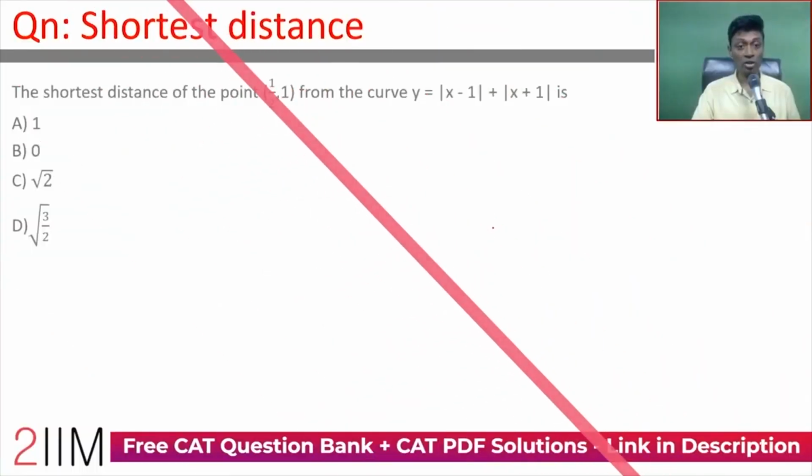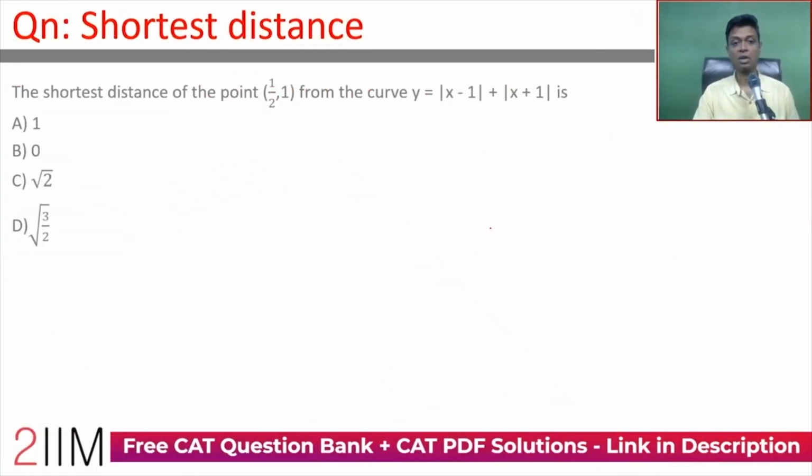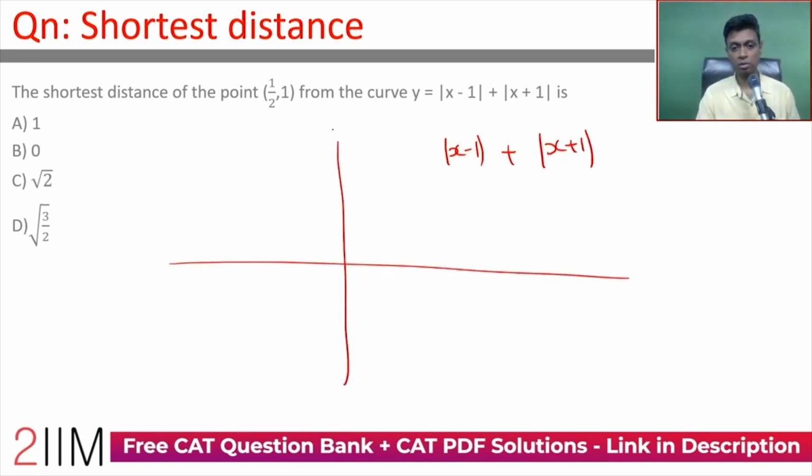Done. The shortest distance of the point (half comma 1) from the curve y equal to mod of x minus 1 plus mod of x plus 1 is, think about the point (half comma 1), and from the point (half comma 1) to this point. Let's put half into this. If we put x equal to half, modulus of half minus 1 plus modulus of half plus 1. This is 1 by 2 plus 3 by 2. Y should be 2. Half comma 2 is a point on this line.